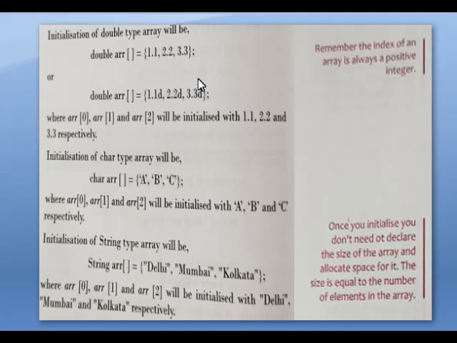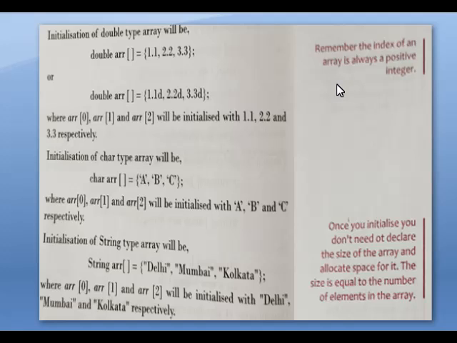Okay, like this you have to store a character array. In a character array, the characters are inside single quotes. Okay, this is a string array. In a string array, all the values are within double quotes. So remember, the index of an array is always a positive integer.